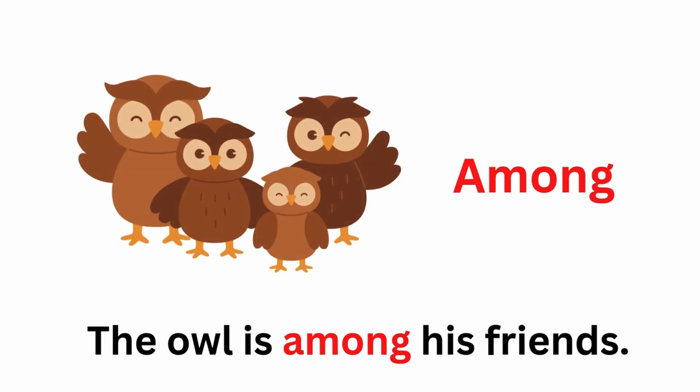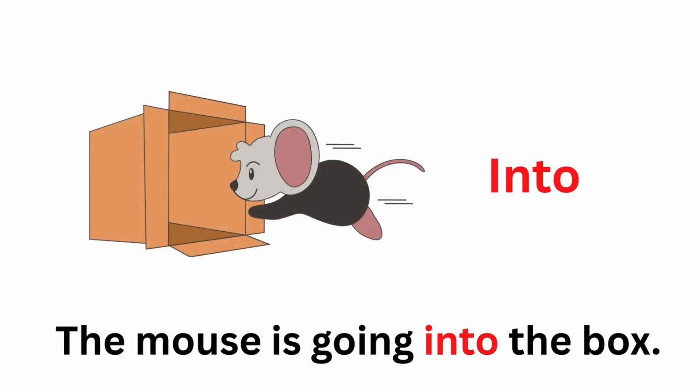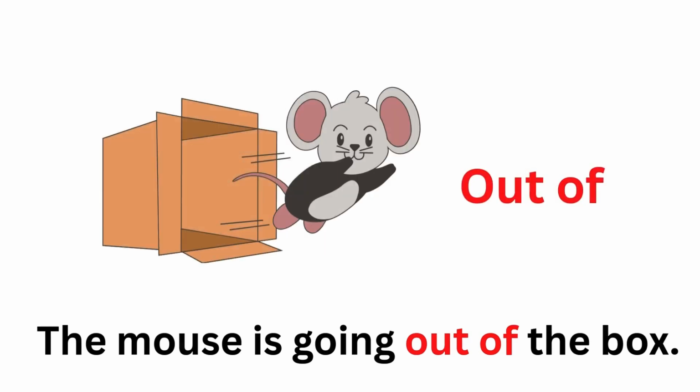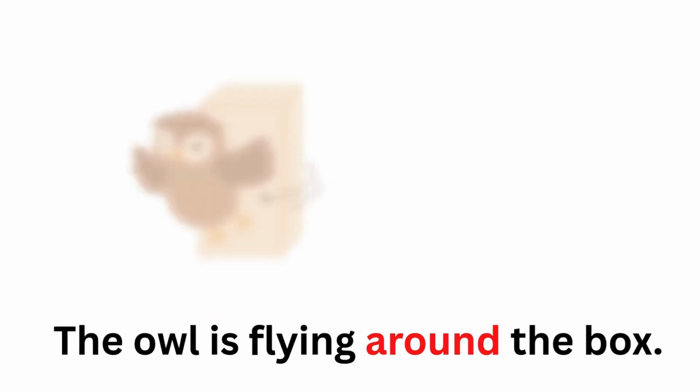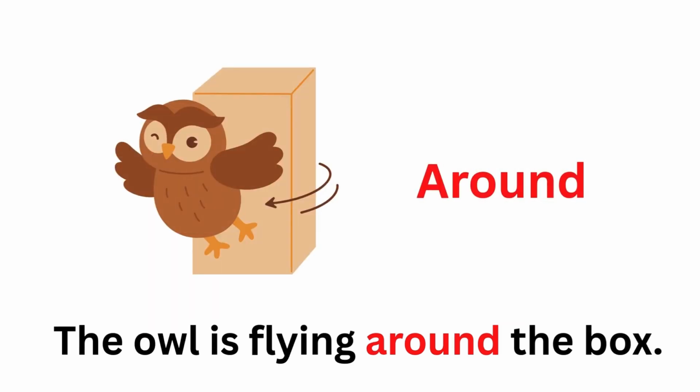Among. The owl is among his friends. Into. The mouse is going into the box. Out of. The mouse is going out of the box. Around. The owl is flying around the box.